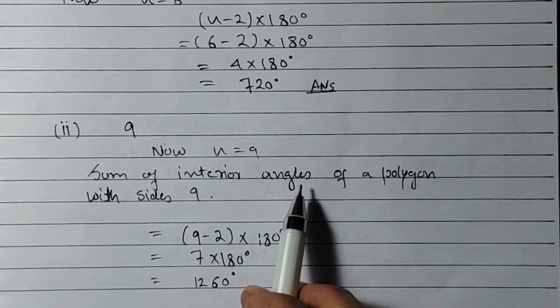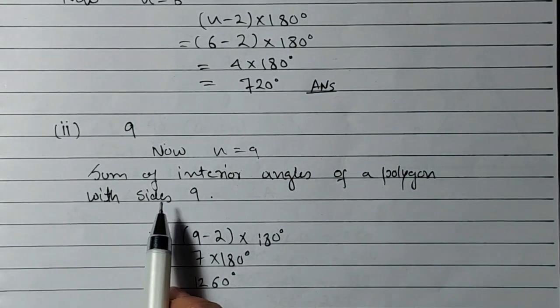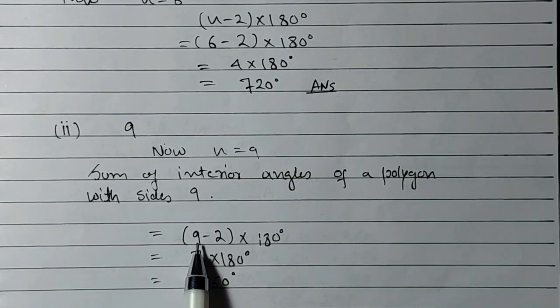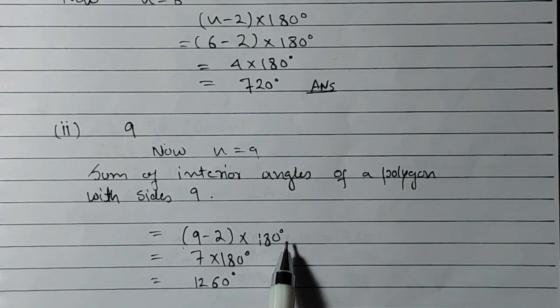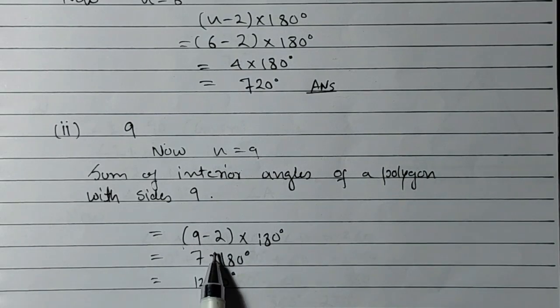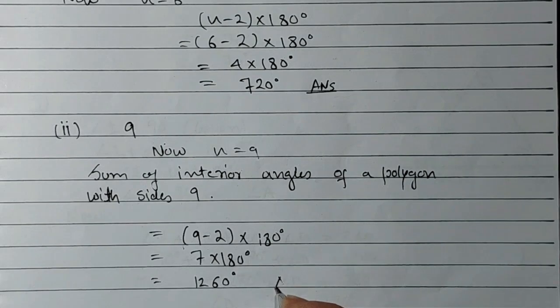Sum of interior angles of a polygon with sides 9 will be equal to (9 minus 2) into 180 degree. It is 7. 9 minus 2 is 7 into 180 degree, which is equal to 1260 degrees. This is the sum of the angles. It is our answer.